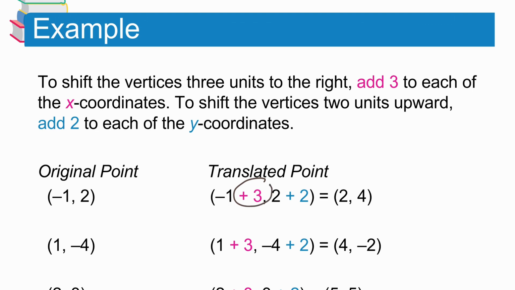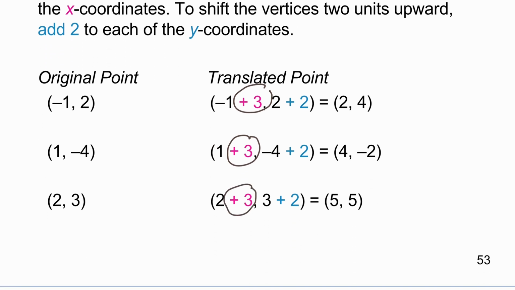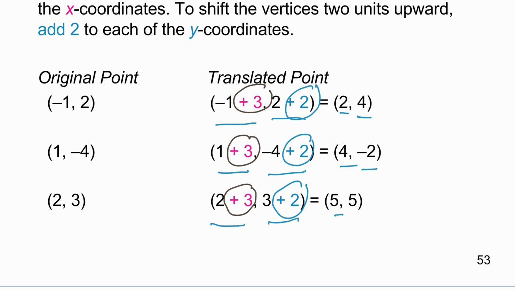We've added 3 to the x, and then we're adding 2 to the y. And that -1 plus 3 gives me 2, and 2 plus 2 gives me 4. My 1 plus 3 gives me 4, and this gives me -2. My 2 plus 3 gives me 5, and my 3 plus 2 gives me 5. So these are the new points of my moved triangle.